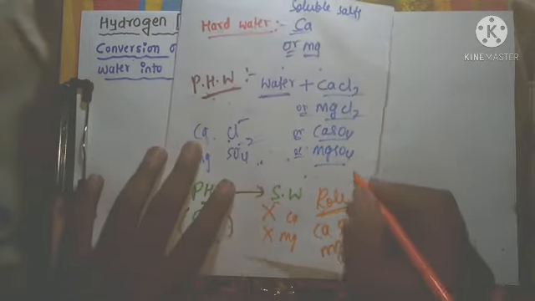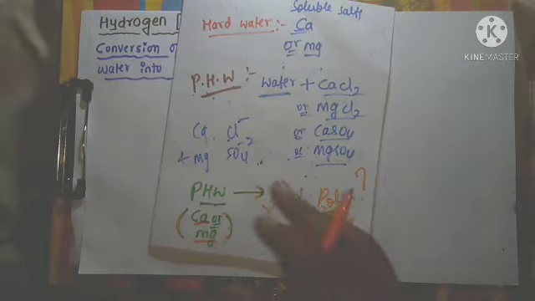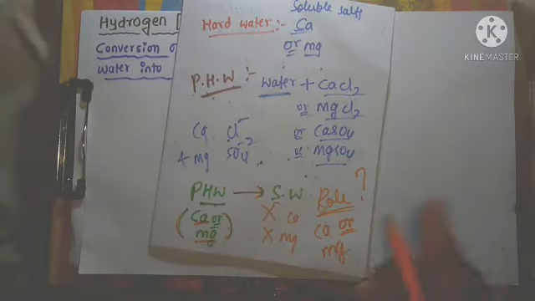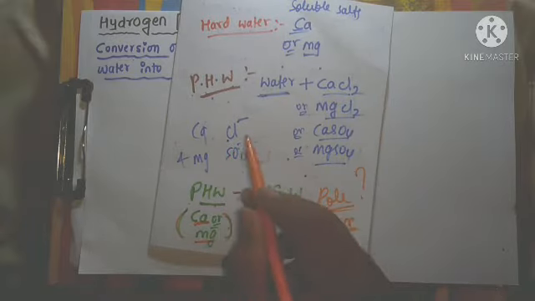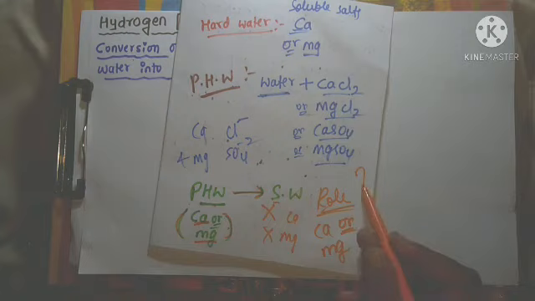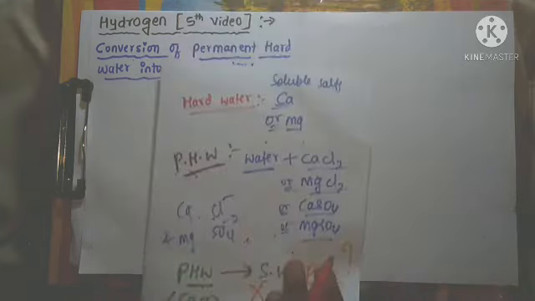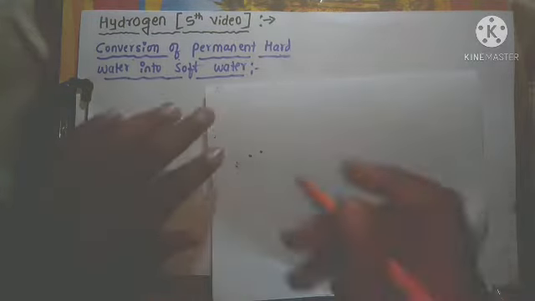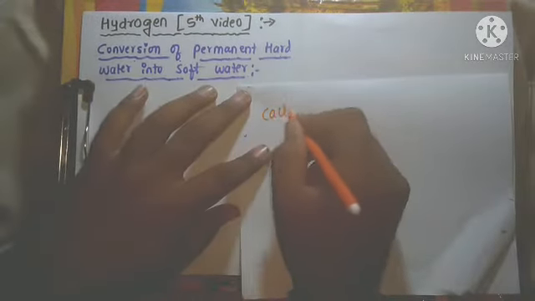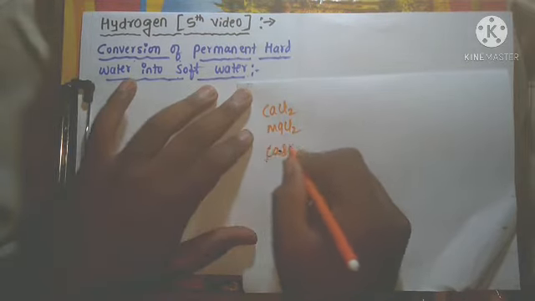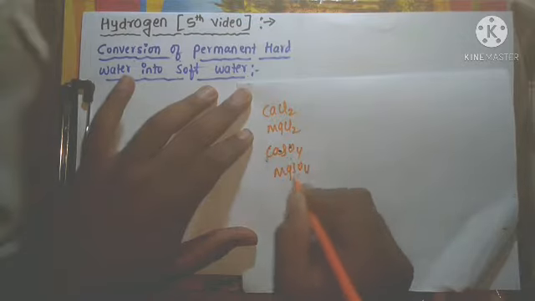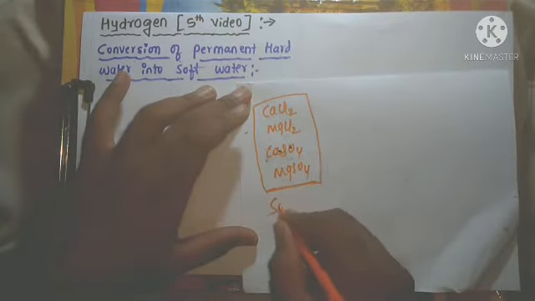Now the question is how to remove the calcium and magnesium from the permanent hard water. Permanent hard water means the calcium and magnesium are attached with chloride or sulfate. Calcium chloride, magnesium chloride, calcium sulfate, magnesium sulfate, if they are present in the water, that is called permanent hard water. These salts are soluble in water.